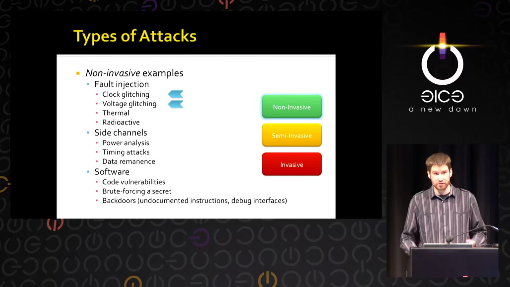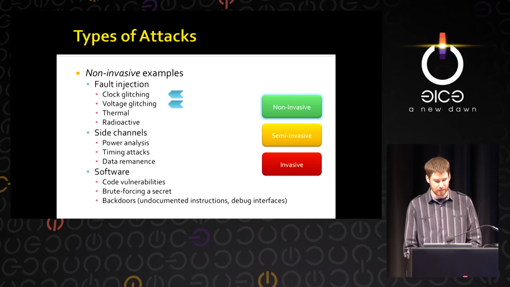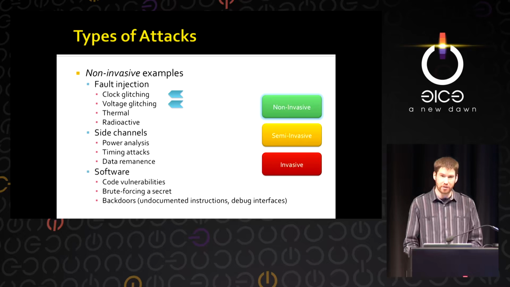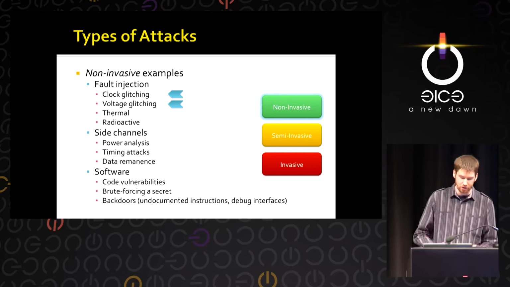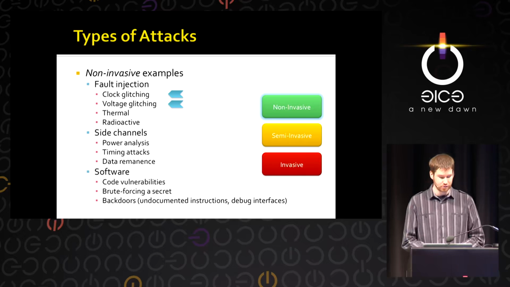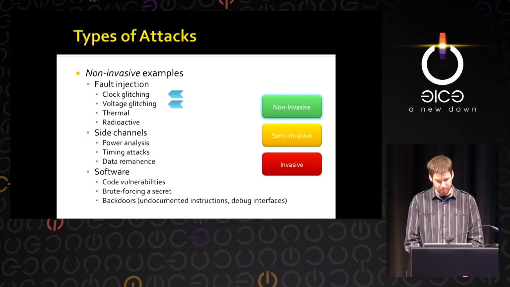You might try brute forcing a crypto key, but if it's a relatively modern implementation, it's probably not going to work for you. And then finally, backdoors, which could be undocumented instructions in the CPU core, could be debug interfaces, JTAG, UARTs hanging off the device somewhere, I2C, SPI, stuff like that. So those can be some of the more low-hanging fruit, but may or may not be present.